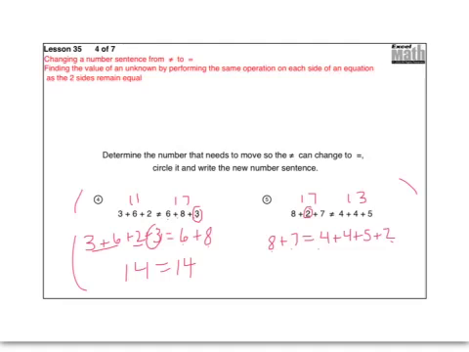And then we justify and show why it's equal. 8 plus 7 is 15. And then 8 plus 5 is 13, plus 2 is 15 again there. So 15 equals 15.